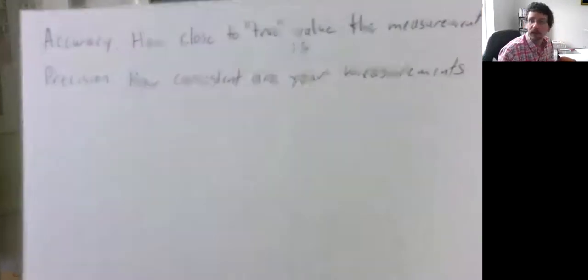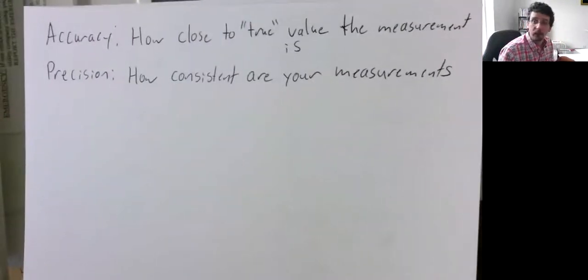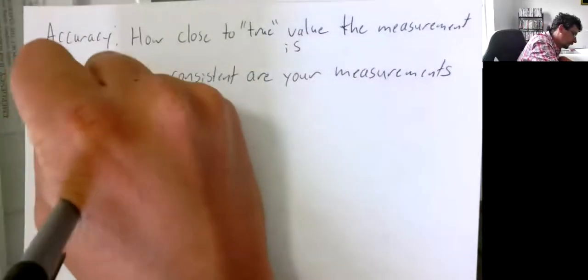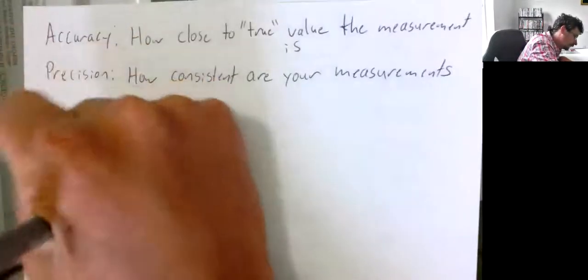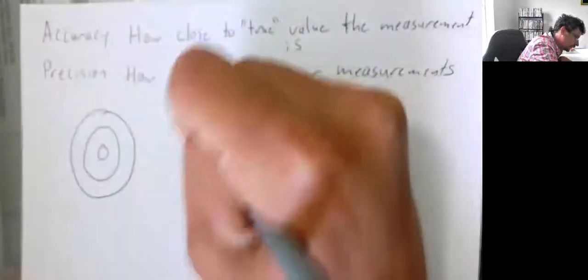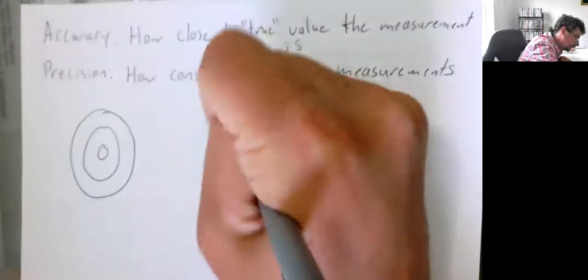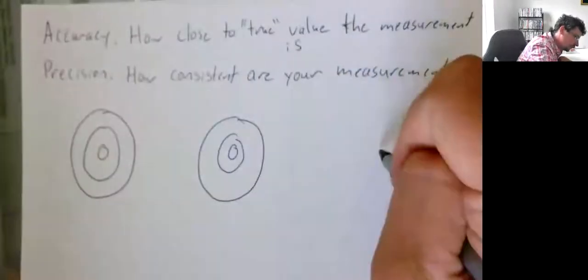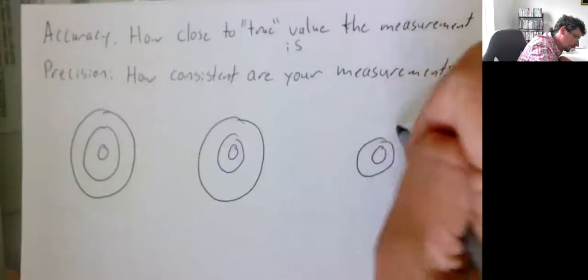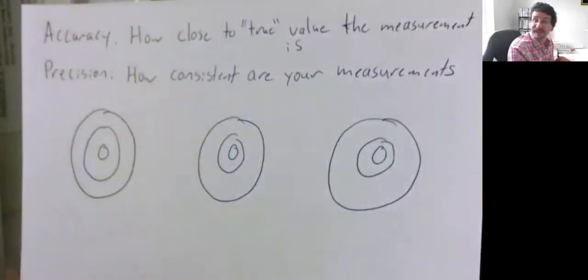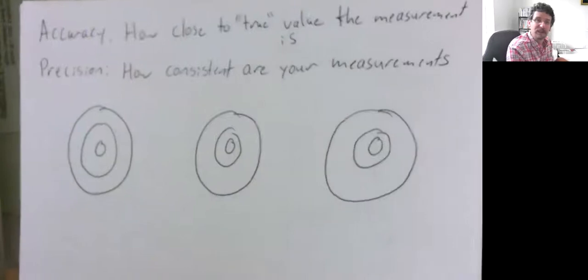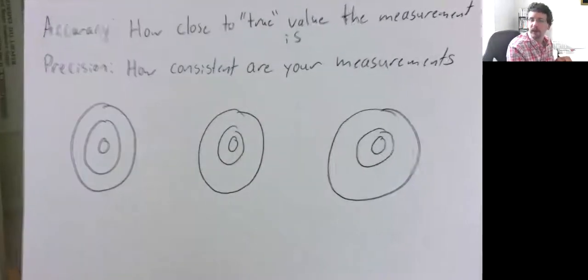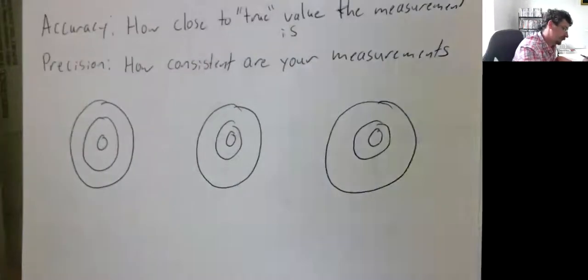People tend to really like to use the example where you have a dartboard. So we'll draw a dartboard. 1, 2, not a very consistent dartboard, but 3 dartboards nonetheless. So let's say we throw 3 darts. Let's comment on the accuracy and precision.